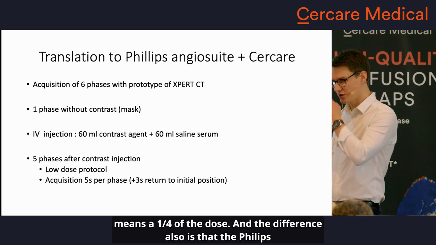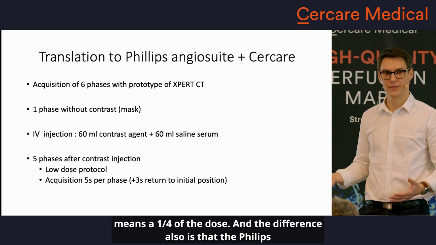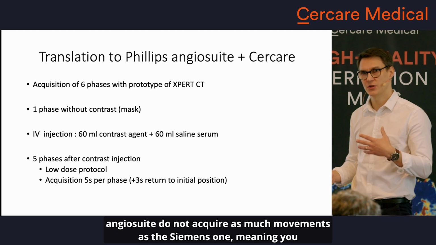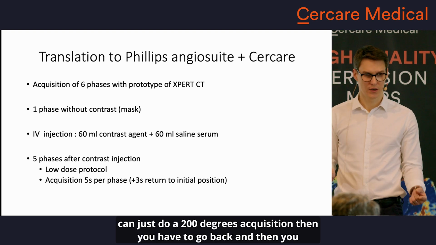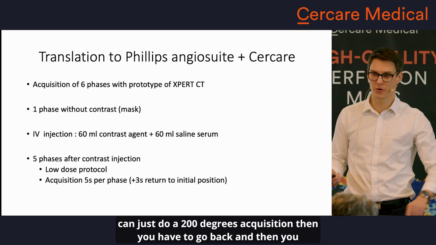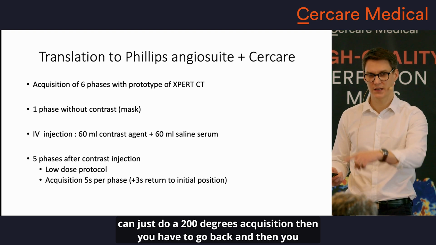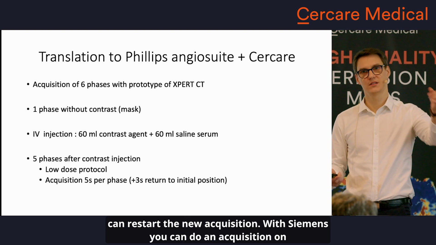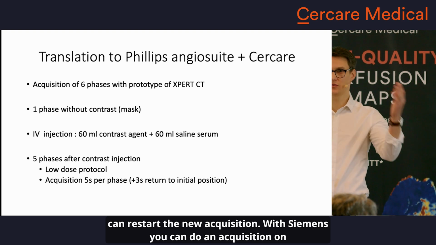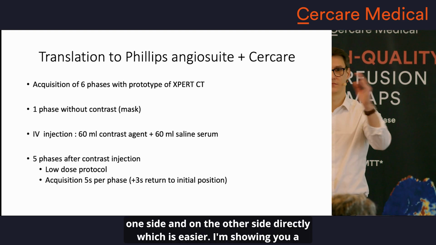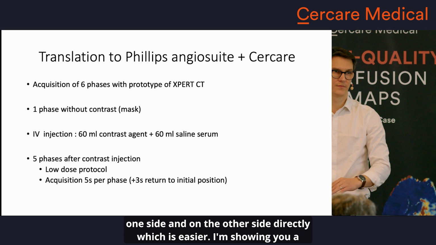And the difference also is that the Philips angio suite does not acquire as many movements as the Siemens one, meaning you can just do a 200 degrees acquisition, then you have to go back, and then you can restart the new acquisition. With Siemens, you can do an acquisition on one side and on the other side directly, which is easier.